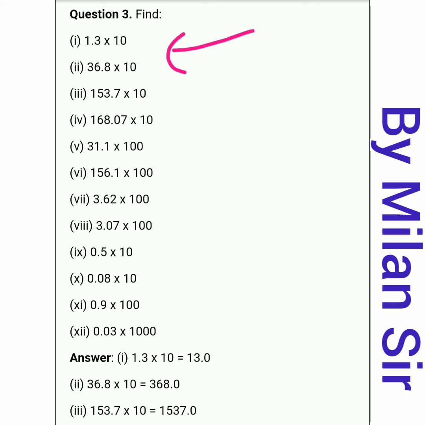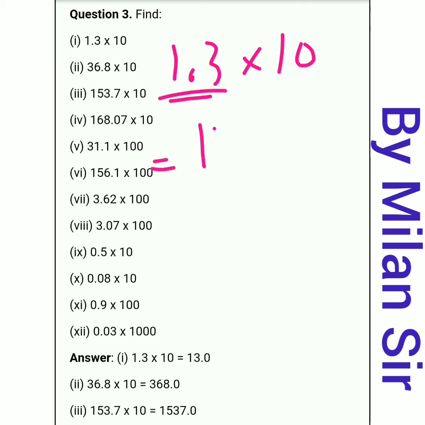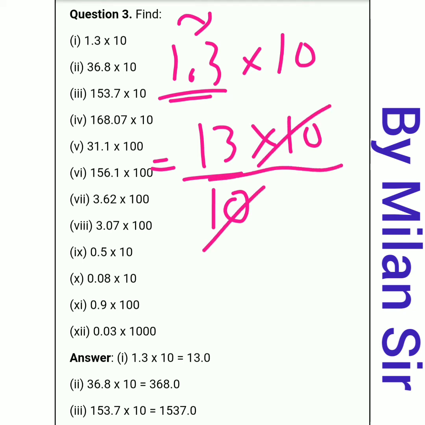Then question number 3. Here again we need to find the multiplication of decimal numbers. Again we can do this by using two methods. So first of all 1.3 multiply 10. If we convert this number into a fraction, so 13, that means in the numerator we ignore the decimal point, and here after the decimal point one digit is there, so we put 10 in the denominator, before that 1. Here we have multiply 10. Now we can cut this 10 from numerator and denominator, so our answer is 13. This is our one method.